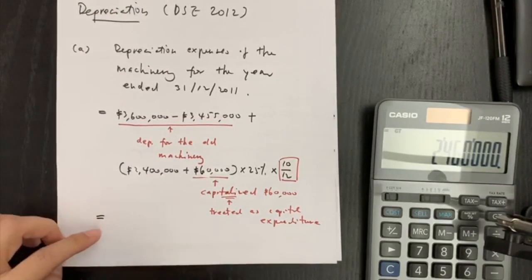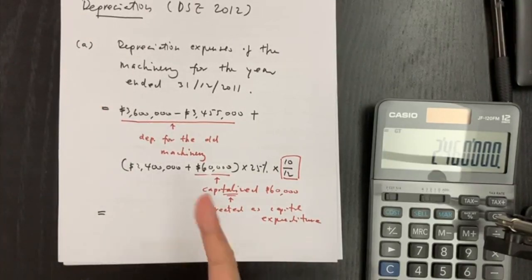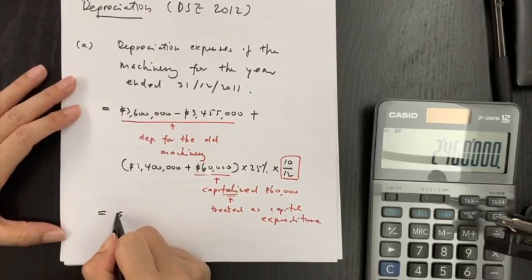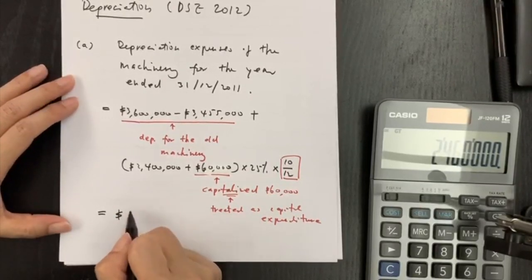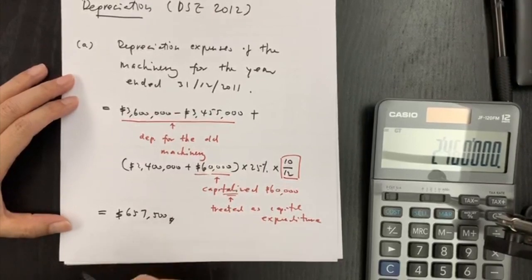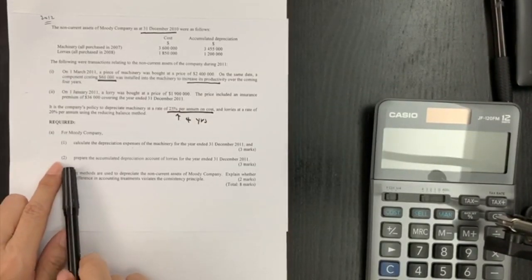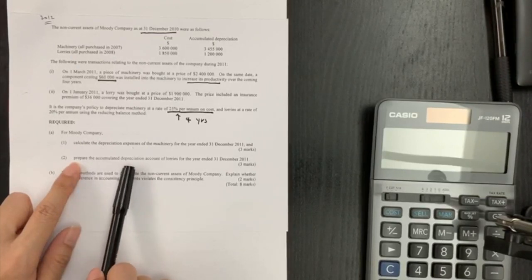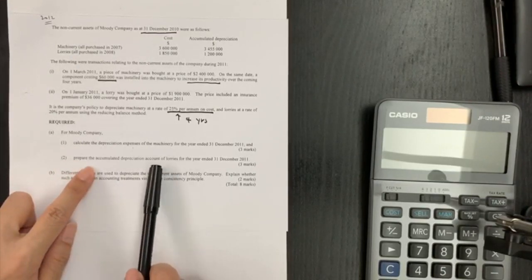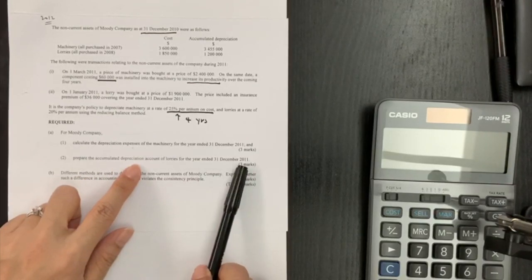Okay, so how much is depreciation for machinery in this year? If you use your calculator, the total amount will be 657,500, like that. Okay, so next part 2, we need to prepare accumulated depreciation. This time it is for the lorries, and for the year end 31st December 2011.